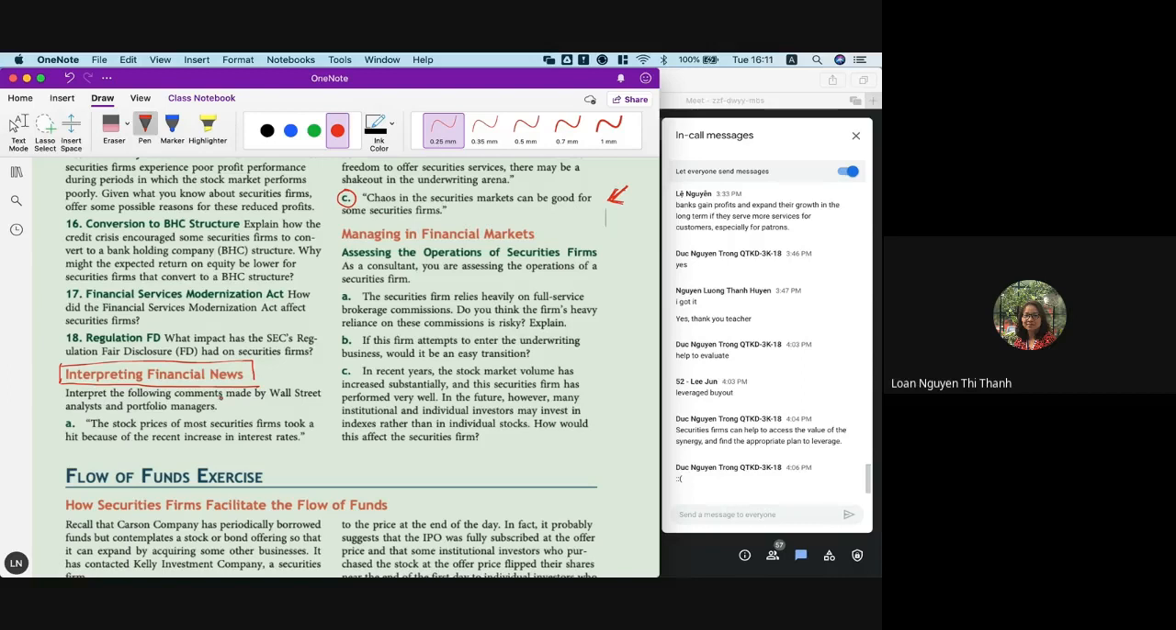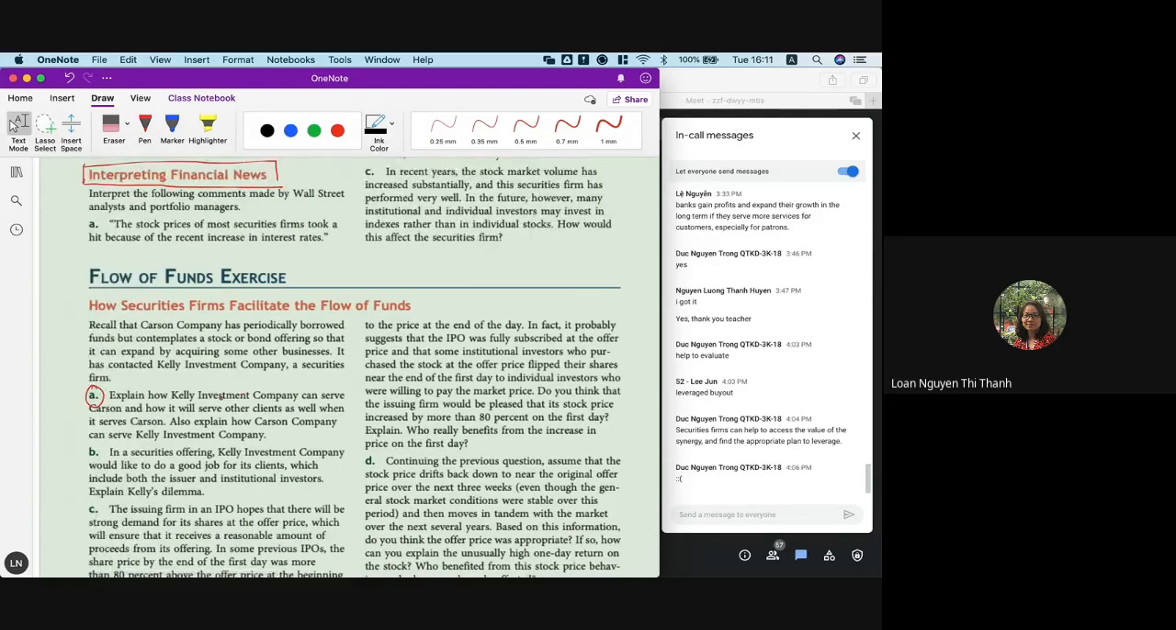Okay. Now, we continue with the 1 or 2 questions in the flows of fund exercise.